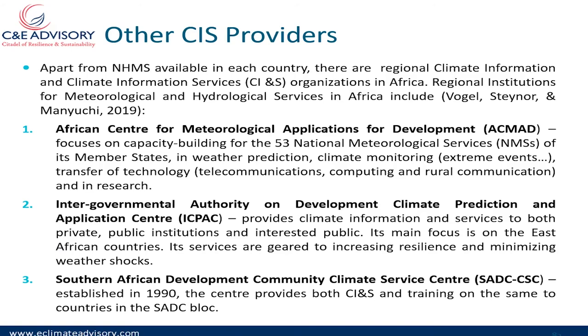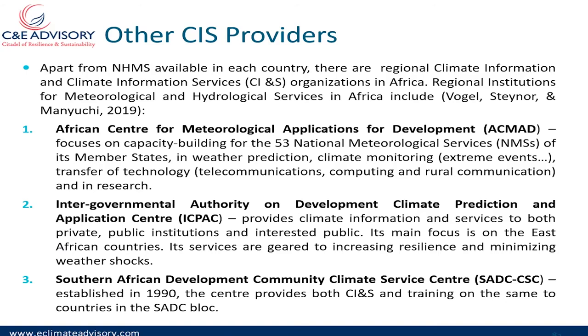And then we have the Intergovernmental Authority on Development Climate Prediction and Applications Centre. And this one is based in East Africa, focusing on Kenya, Ethiopia, Eritrea, Sudan, and South Sudan. And it provides climate information and services to the private sector, public institutions, and interested parties. I'm a member of this. I get information from it on a daily basis, sometimes on a weekly basis. And its services are geared to increasing resilience and minimizing weather shocks.